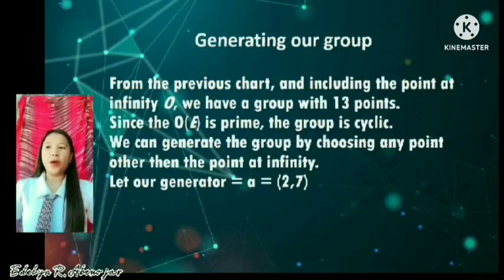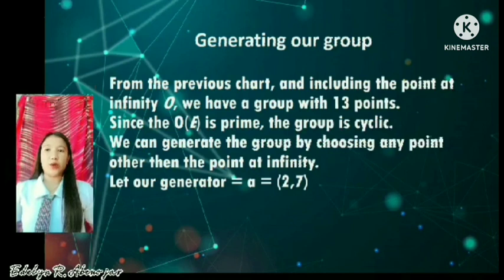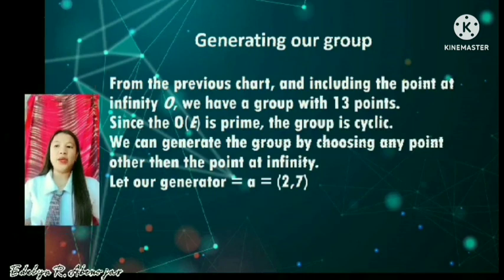Generating our group. From the previous chart and including the point at infinity O, we have a group with 13 points. Since the order of E is prime, the group is cyclic. We can generate the group by choosing any point other than the point at infinity. Let our generator be alpha = (2, 7).